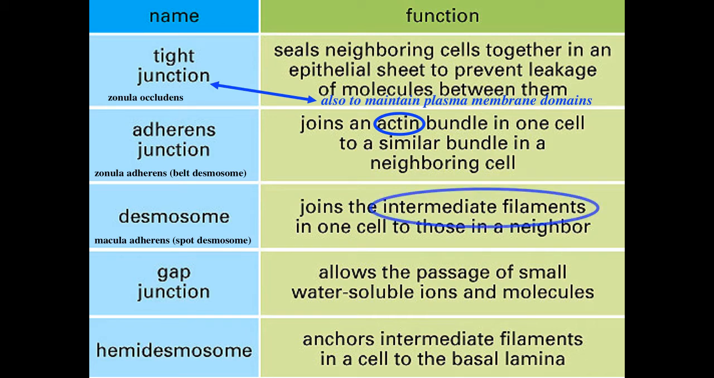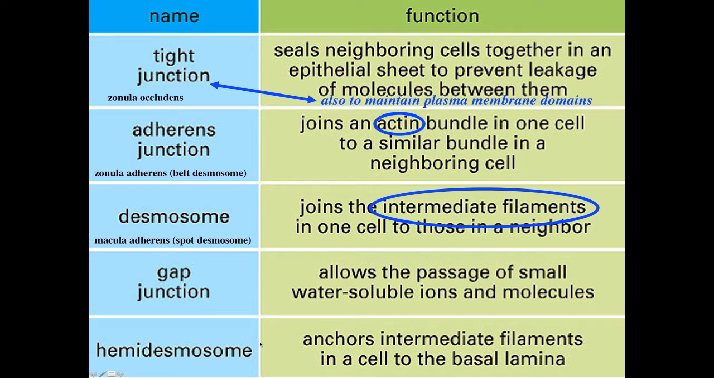The intermediate filaments in these types of junctions would be keratin or various cytokeratins. Gap junctions allow passage of small molecules, usually water-soluble ions and very small molecules, from one cell to another, and as we suggested just a couple of minutes ago, they allow cells to be in communication and to help coordinate functions in homeostasis.